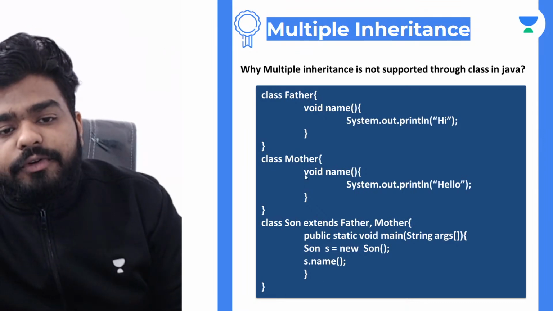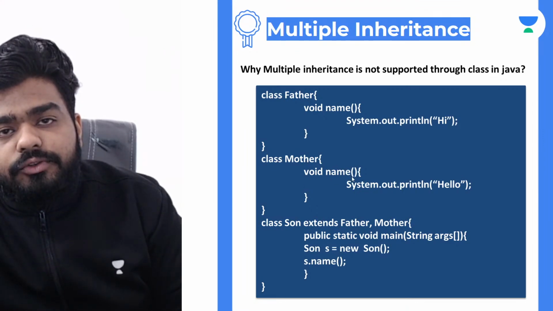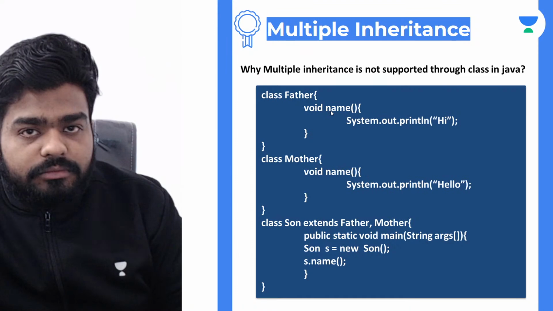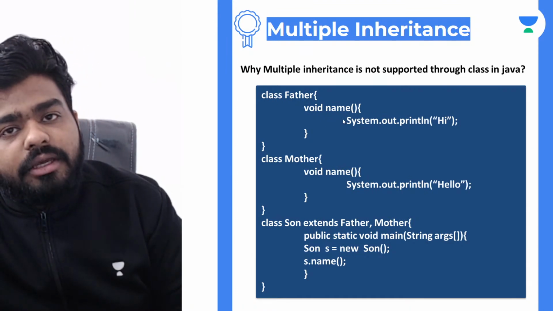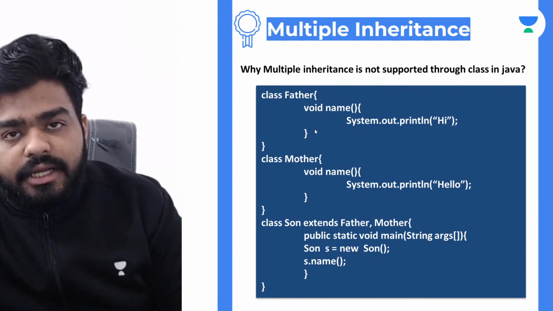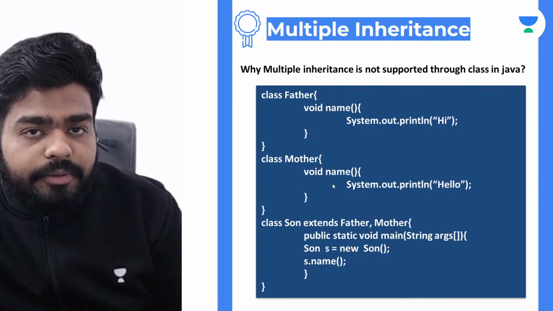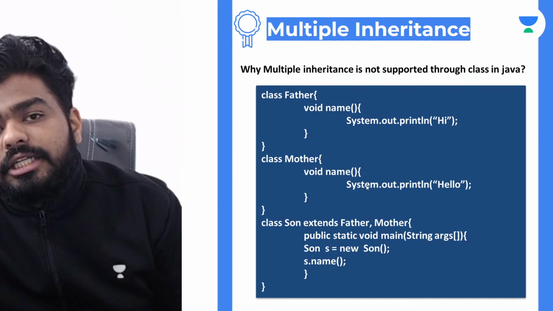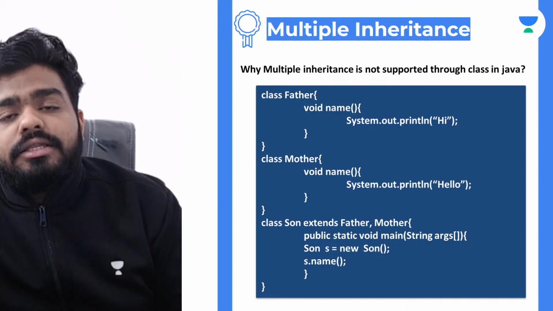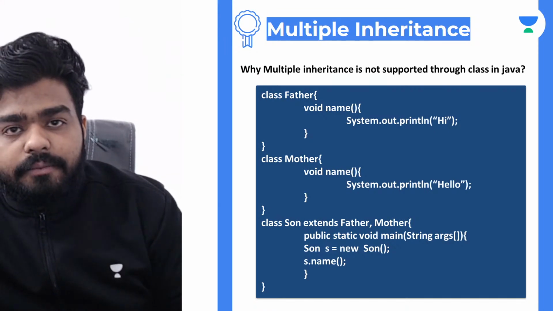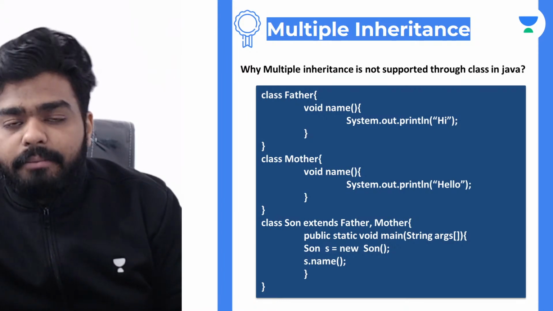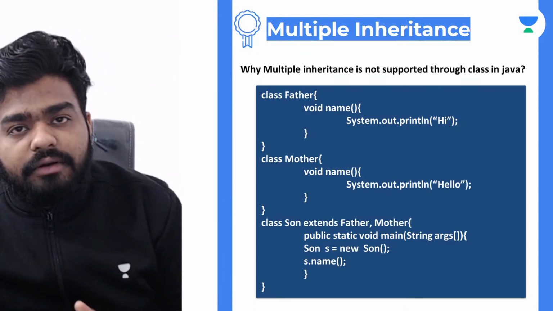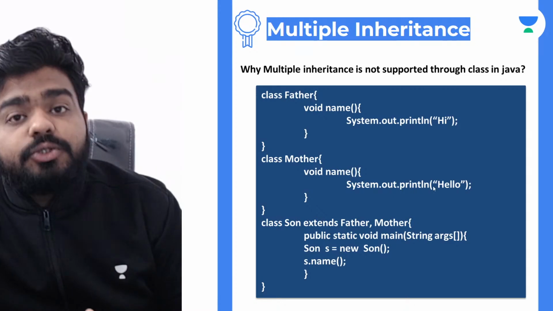So if it goes to the name of Mother, then Father will say, why didn't you come here? And if it goes to Father's, then Mother will say, why didn't you come here, right? So this is the problem which is happening here. That's why we say that multiple inheritance is not achievable in Java through classes. Multiple inheritance is possible in Java, but not through classes, through interfaces.